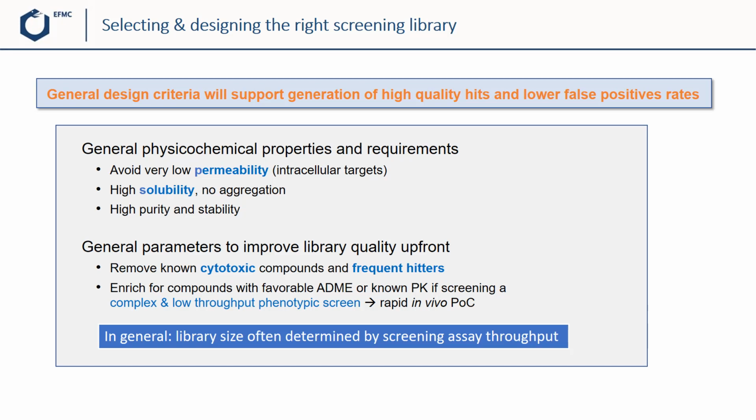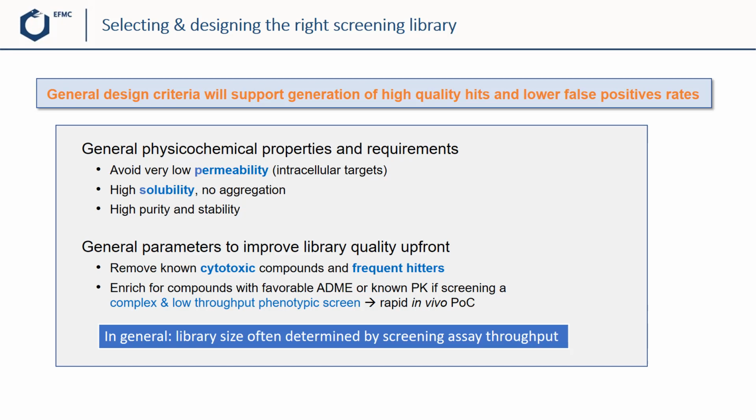For example, permeable compounds are advised when you envision modulating an intracellular target, and if you do not want to rely on active uptake. Solubility and aggregation or instability can also lead to false positives and false negatives, respectively. Regarding false positives, looking into removing compounds that are considered troublemakers, such as frequent hitters, can help reduce false positives.